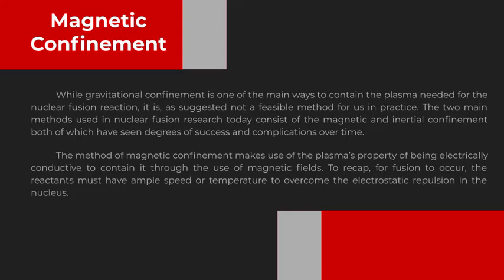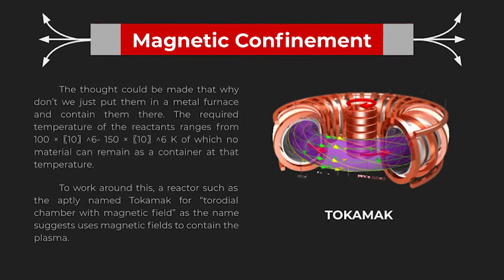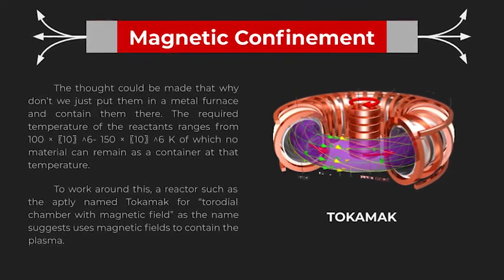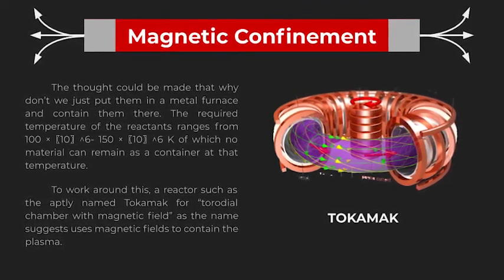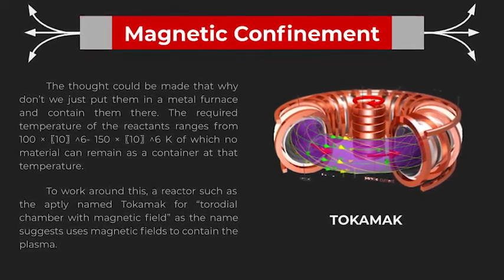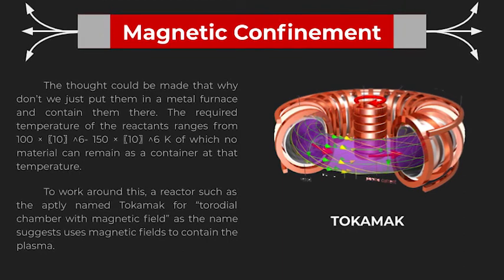The method of magnetic confinement makes use of the plasma's property of being electrically conductive to contain it through the use of magnetic fields. To recap, for fusion to occur, the reactants must have ample speed or temperature to overcome the electrostatic repulsion in the nucleus. The thought could be made, why don't we just put them in a metal furnace and contain them there? The required temperature for the reactants ranges from 100 to 150 million kelvins, at which no material can remain as a container.